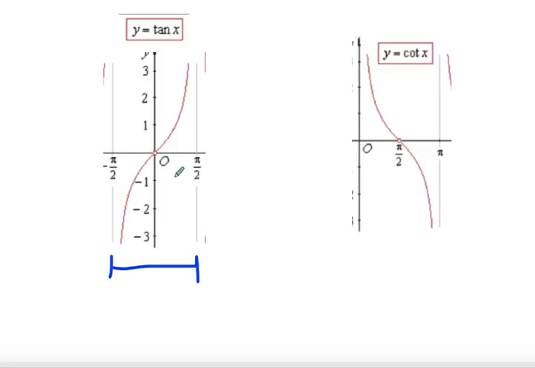This is going from negative pi over 2 to positive pi over 2. Basically like a negative half to a positive half. That's a span of 1 pi. Same thing here. This one's going from 0 to pi. That's a little easier to see that the period is pi.